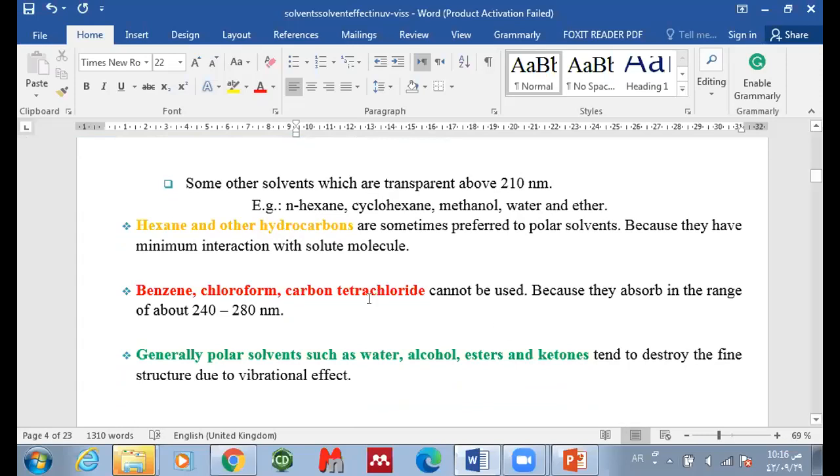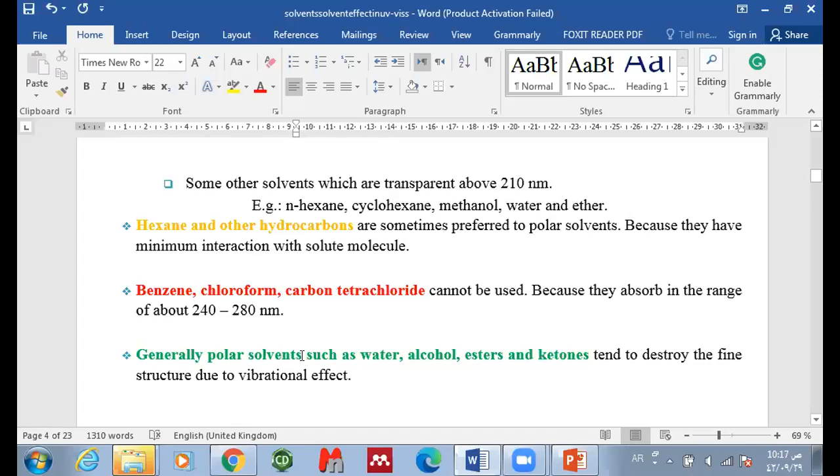While benzene, chloroform, carbon tetrachloride, CCl4, chlorinated solvents can't be used. Why can't we use those solvents? Because they absorb in the range between 240 and 280. So they are not preferable solvents because they absorb. They make interference with the molecule, with the solute.